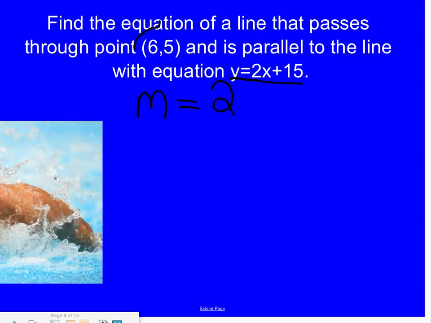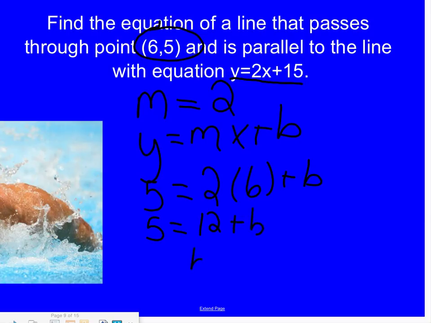Now we just use this point here and we plug it into y equals mx plus b. So y is 5 equals 2 times 6 plus b. 5 equals 12 plus b. So b equals -7. So our final equation is y equals 2x minus 7.